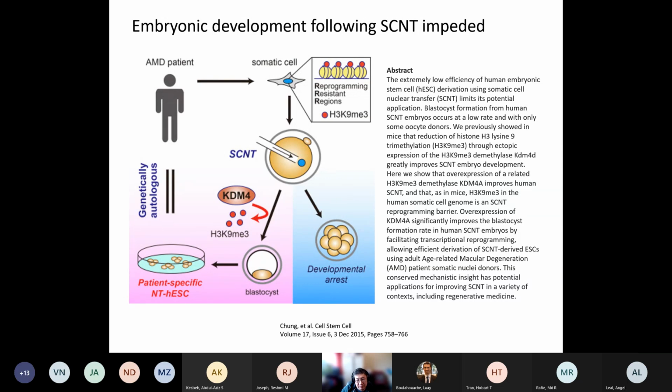So that's why you cannot generate a human embryonic stem cell easily from somatic cell nuclear transfer. That is because after that reprogramming, that embryo will have a developmental arrest. It won't be able to give rise to blastocyst. So what's the problem there?